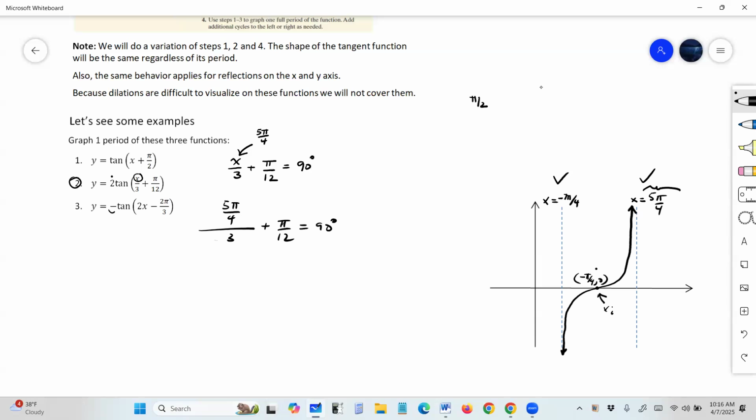Okay, so the first fraction, I'm going to multiply by the reciprocal. So 5 pi over 4 times 1 over 3 plus pi over 12. And obviously, this is 5 pi over 12, 4 times 3.